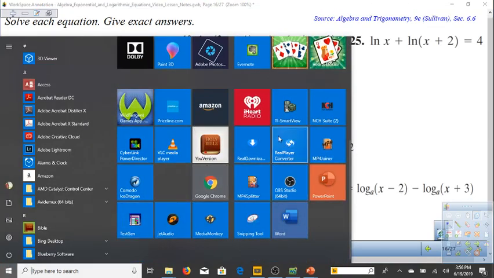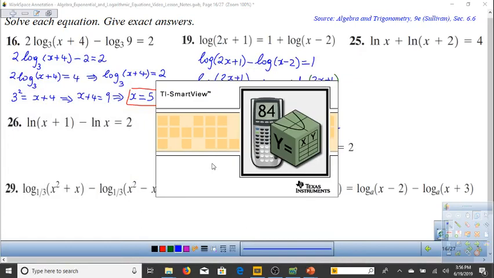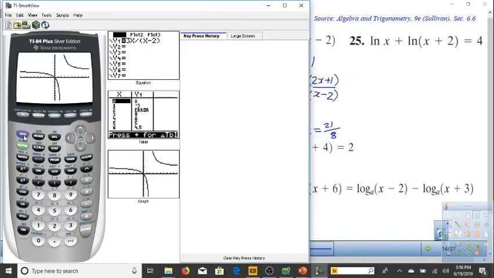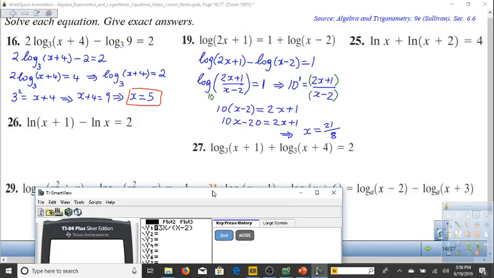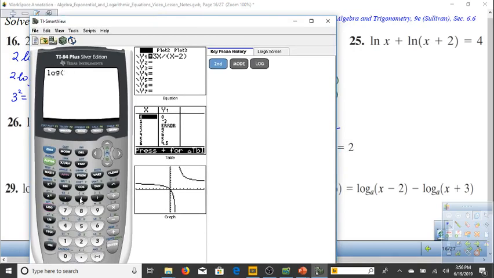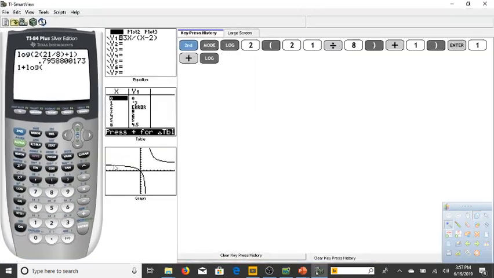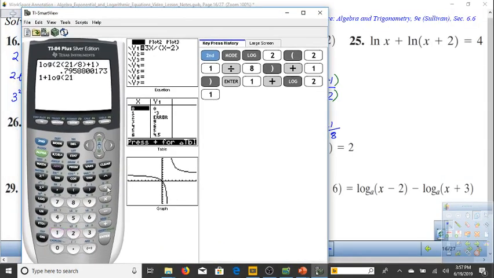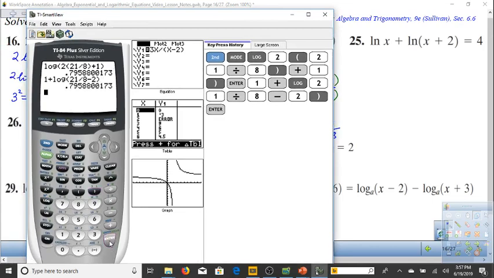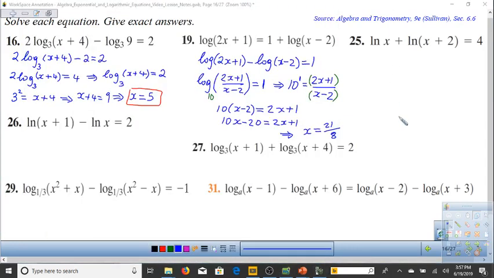I'm going to show you that right now on my calculator here. So let's see what we have here. So we're plugging in 21 over 8, so I do log 2 times 21 over 8, close parentheses, plus 1, close parentheses, and that works out to be that number. Then the right side I do 1 plus the log of 21 over 8 minus 2, and then we close parentheses and see what we get. We get exactly the same answer on both sides. So that was the correct result.